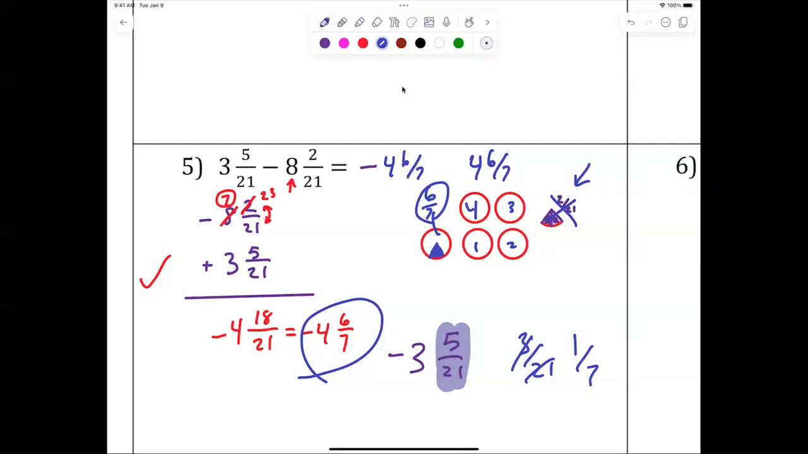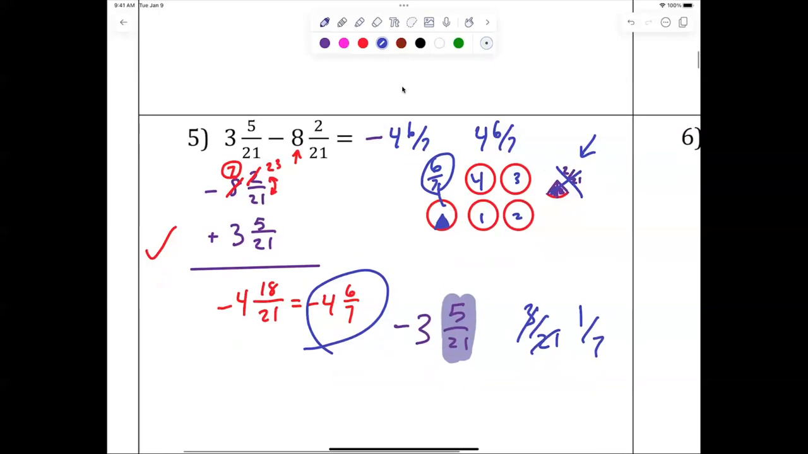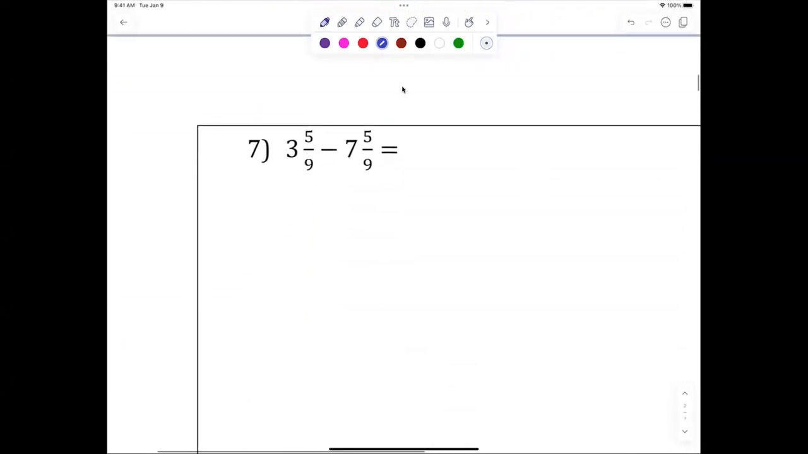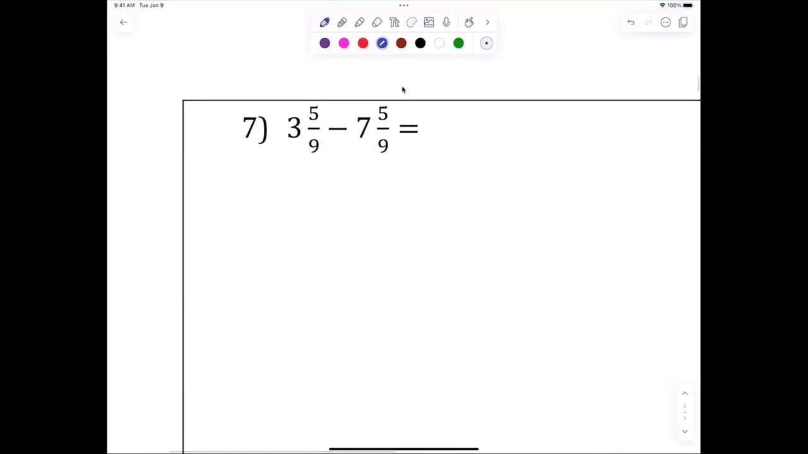All right, hopefully you now know how to borrow. All right, let's knock out number 7. The next odd. I'm just doing the odds. So come on now. What are you confused on this one? 5/9 minus 5/9. What is 5/9 minus 5/9? 0. What happened to the fraction?